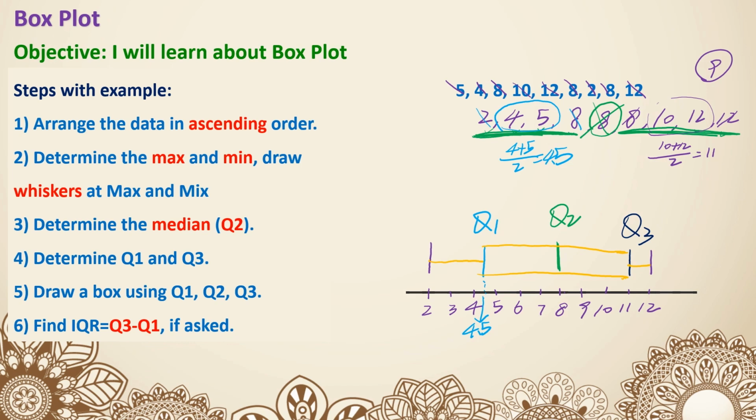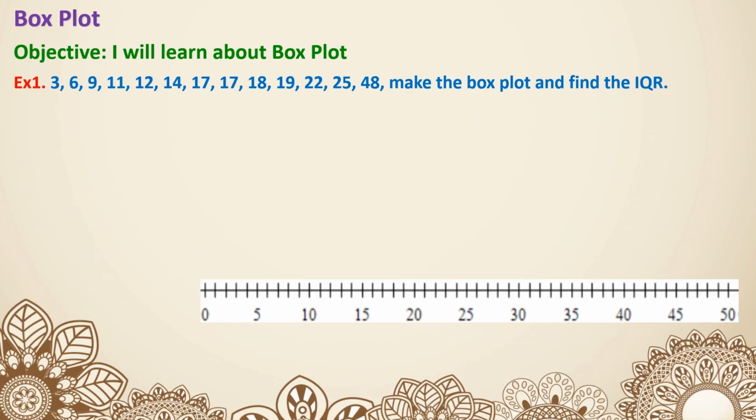Lastly, if the question asks you to find the IQR, in this case, let's find it. IQR is going to be Q3, which is 11, minus Q1, which is 4.5. So it's 11 minus 4.5, which is 6.5. That is example 1. That's how we generate a box plot, or box and whisker plot, or 5-number summary. Let's move on to do a few more examples.